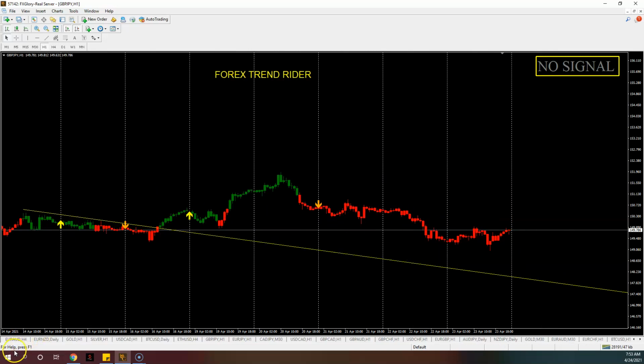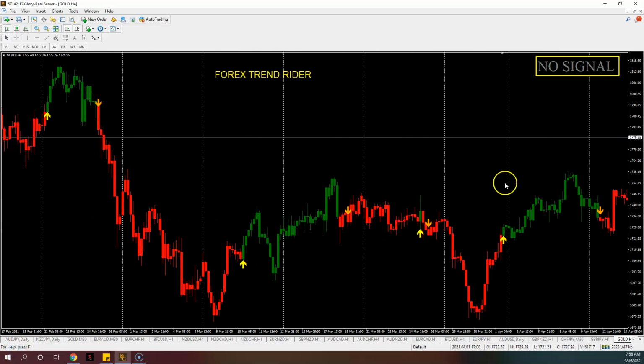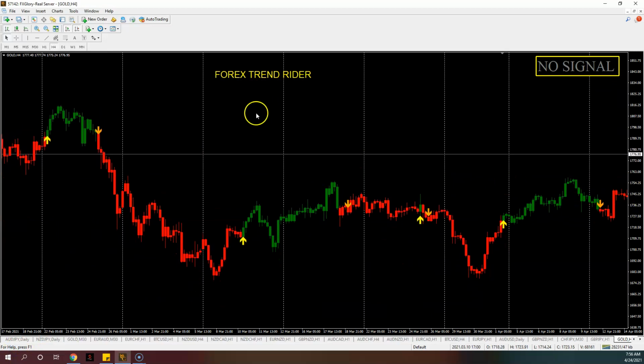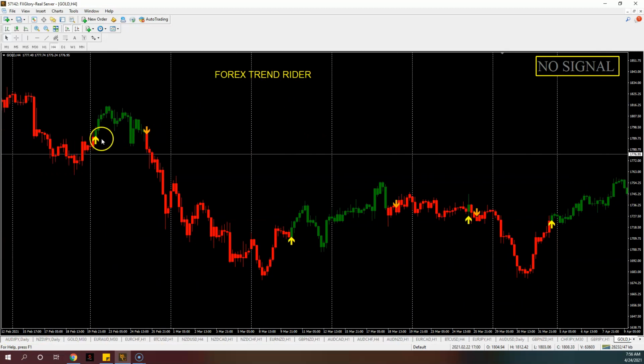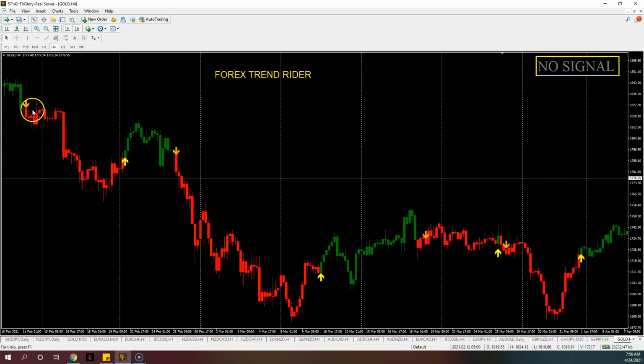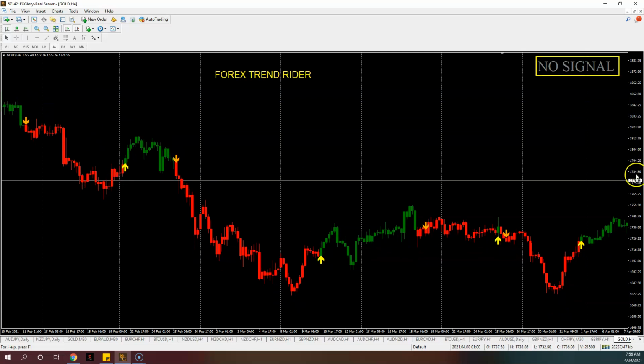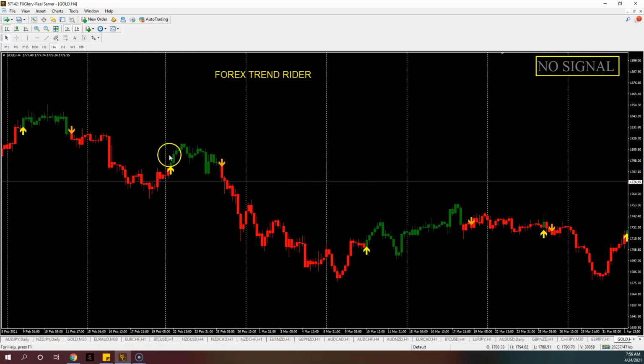Let's look at some more examples. This is a gold chart. Again, we had a sell signal on gold, and from February 11th all the way to February 18th, gold was in a strong downtrend. Then we have a buy signal, but the overall direction, if you look at this chart, is to the downside. So this is just a retracement.